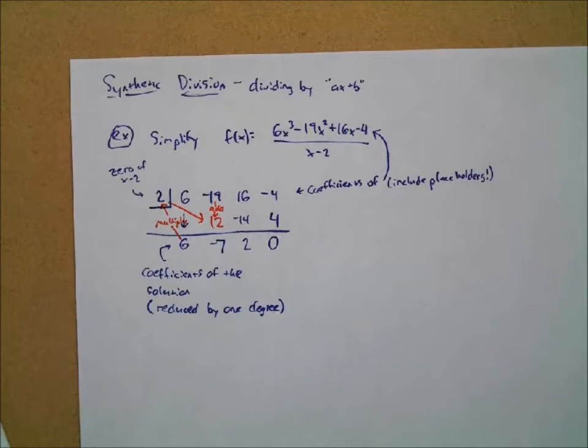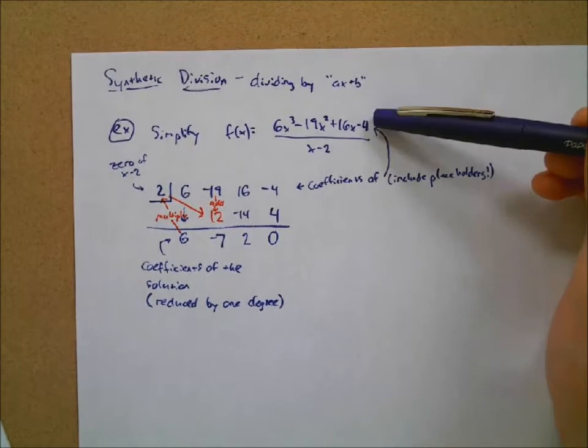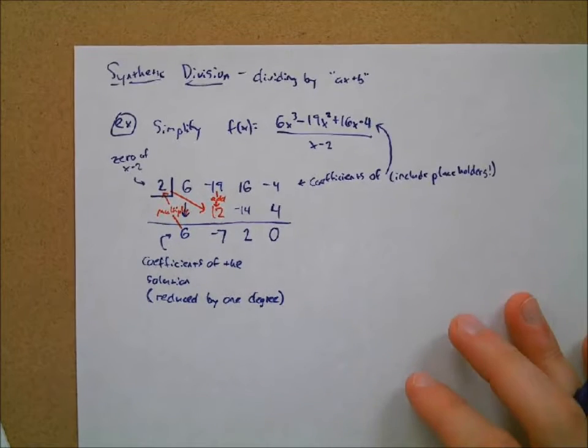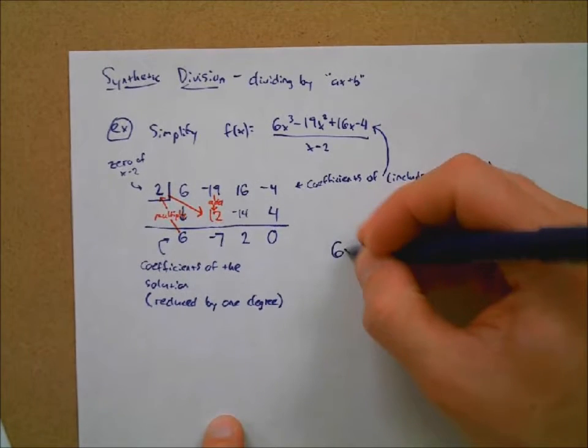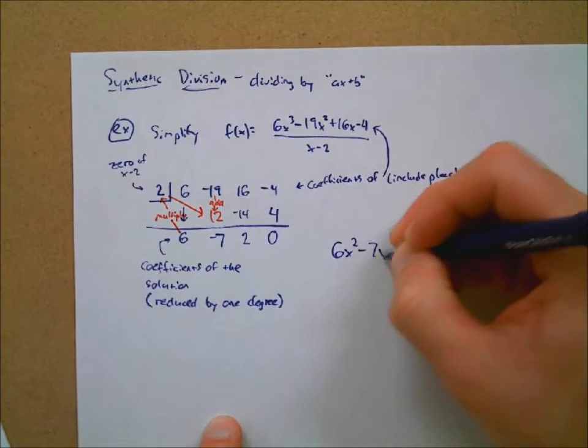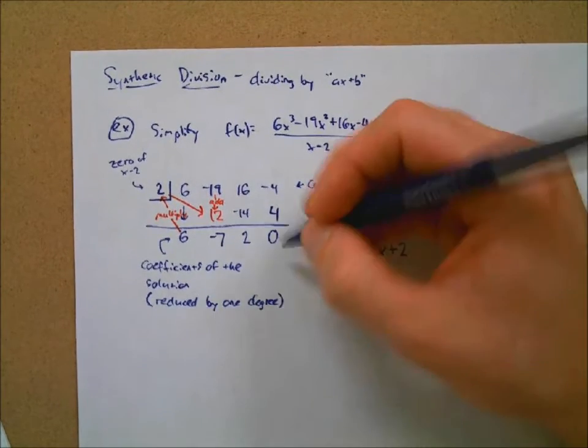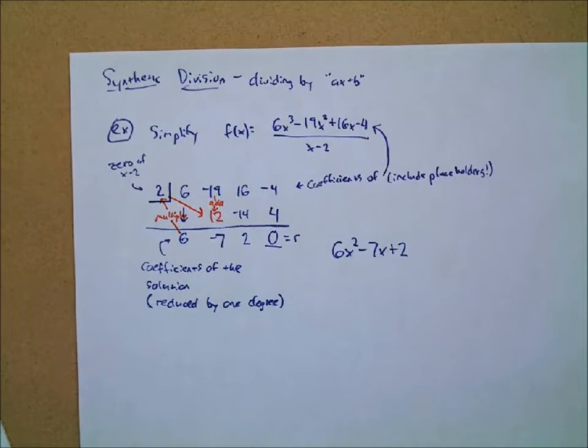yes, there it is. Okay, so what do I mean by reduced by 1 degree? Well, what's the degree of the original problem here? It's 3, right? It's the highest power. So the highest power for our answer is going to be 2, right? So it'll be 6x squared minus 7x plus 2, and then remainder is 0. So this last number is the remainder, which is 0, which is good. That means, again, it divides evenly, which we know to be true already, but no surprises there.